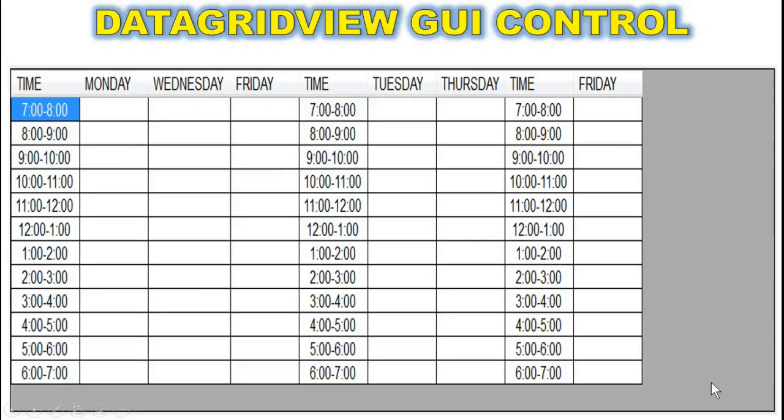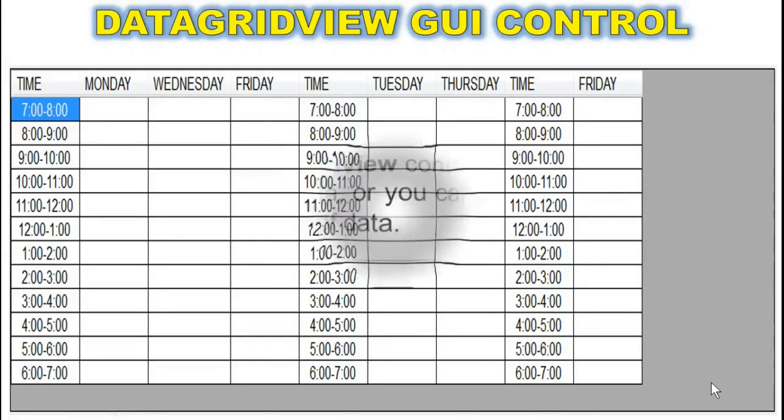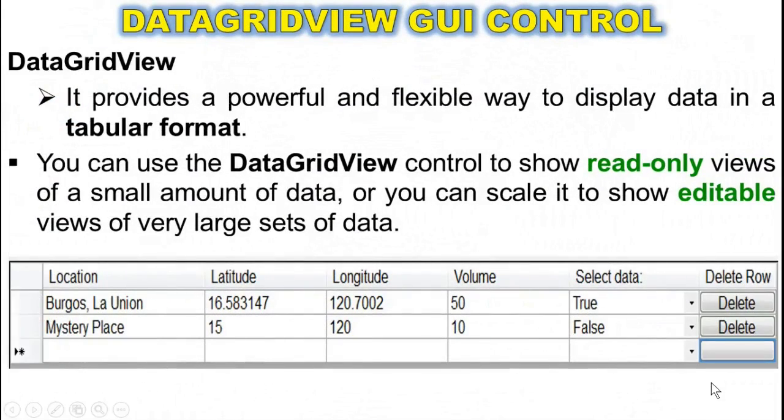Today, we are going to learn the DataGridView GUI control. The DataGridView provides a powerful and flexible way to display data in a tabular format. You can use the DataGridView control to show read-only views of a small amount of data, or you can scale it to show editable views of very large sets of data.